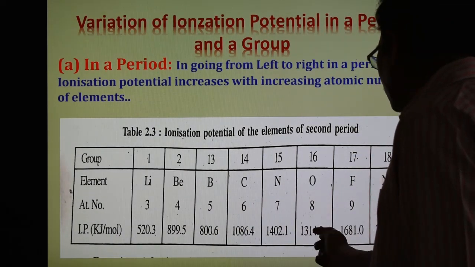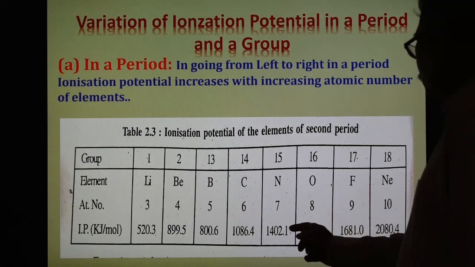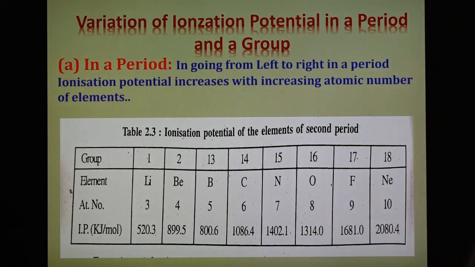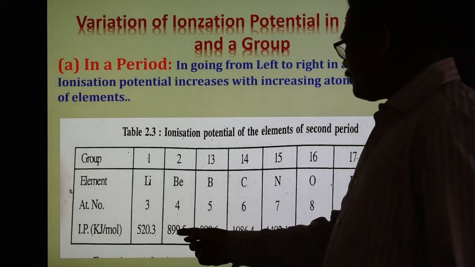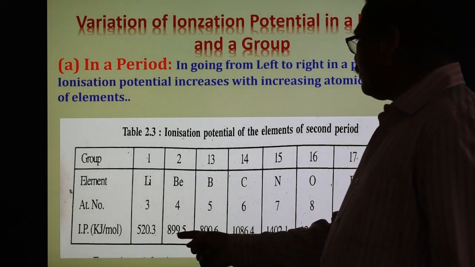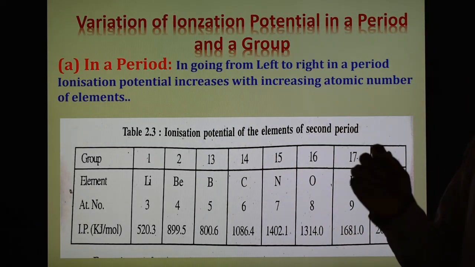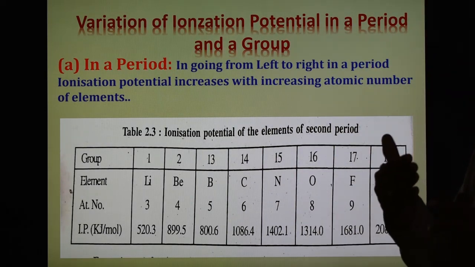Nitrogen is also higher as compared to this one because it is increased. This should be less, but now this is greater. In case of beryllium and in case of nitrogen, they have higher values of ionization potential. We can explain this: in case of beryllium, the ionization potential value is more because the atomic number is 4 and the configuration is 1s2 2s2. So the 2s orbital is completely filled.